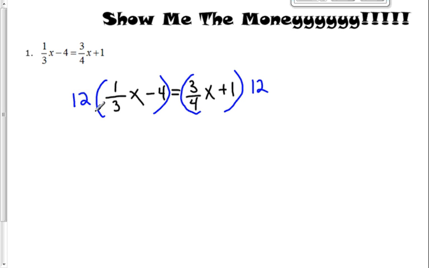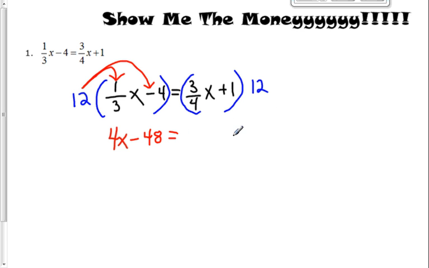So if that's the case, what I have to do now is my distributive property. So 12 times 1/3. 12 times 1/3 on your calculator should give you 4x, because it had the x there. So 4x. And then 12 times -4. So 12 times -4 gives me -48. That is equal to.